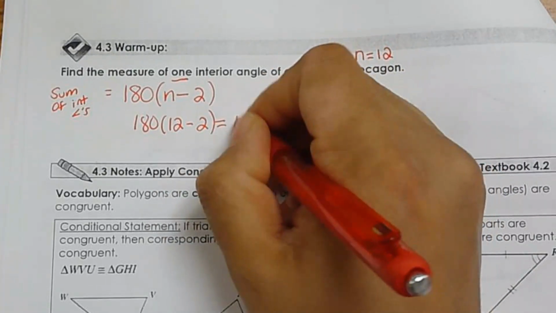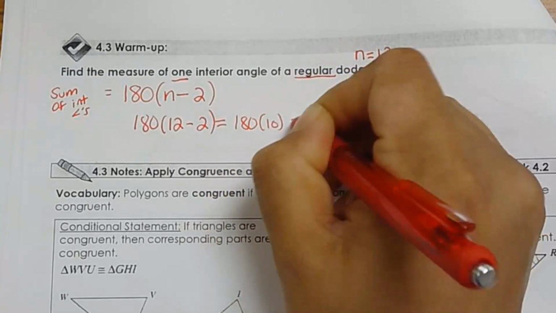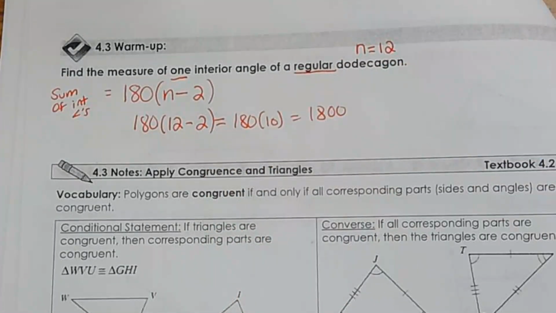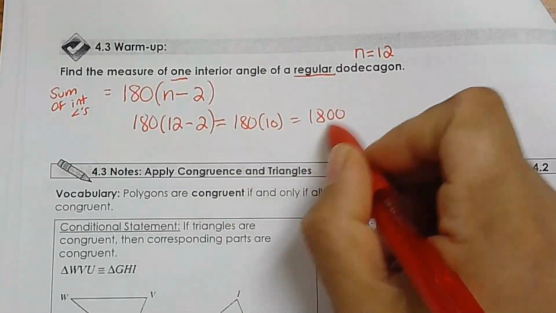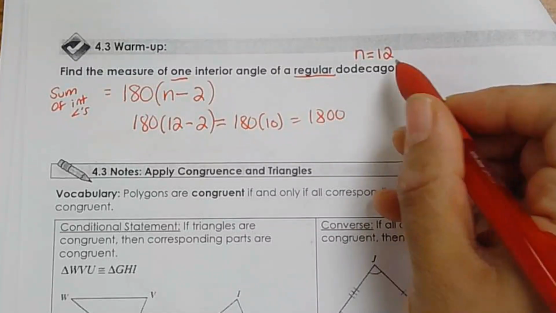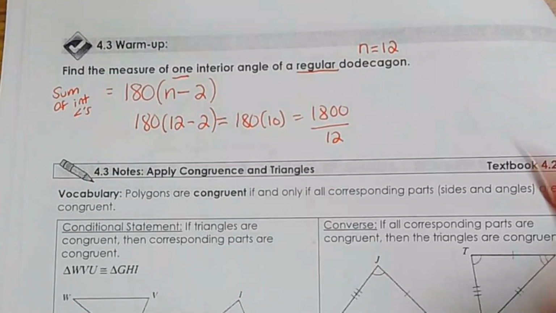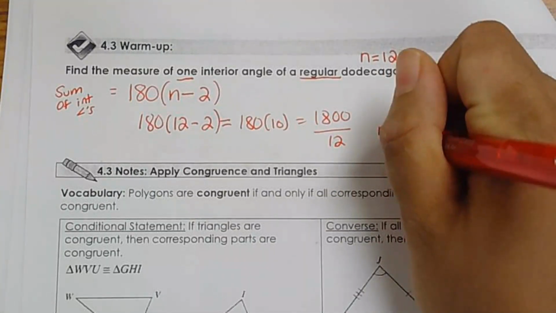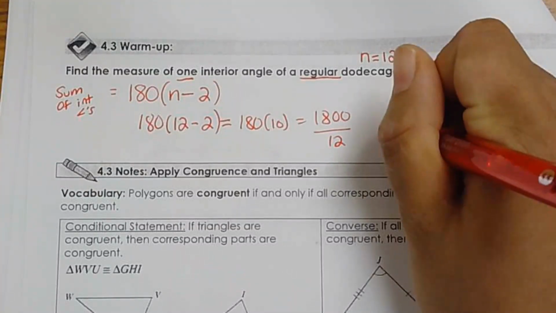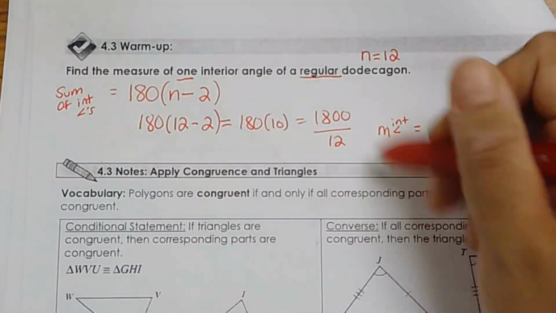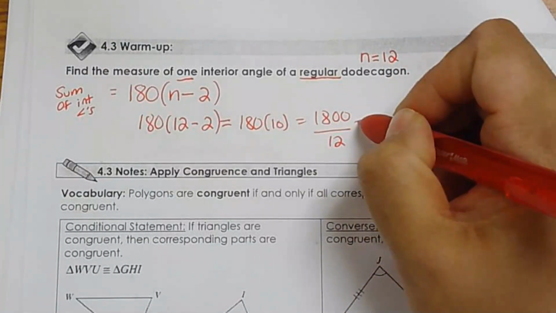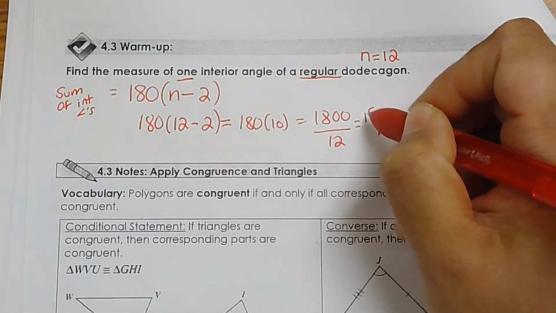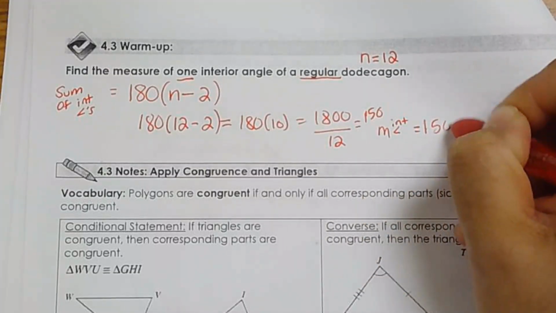This would be 180 times 10, which is 1800. So if the question just said, find me the sum of the interior angles, we'd be done. It'd be 1800 degrees. But we are being asked to find one angle. And since there are 12 sides, that means there are 12 angles. We need to take that number and divide it by 12, so that we get our final answer for the measure of an interior angle. 1800 divided by 12 comes out to 150. So 150 degrees is what our answer would be there.